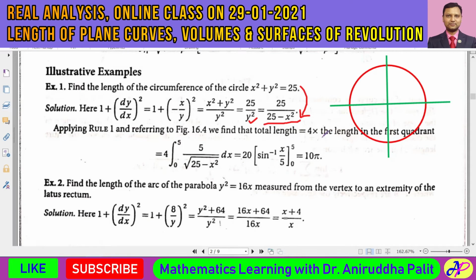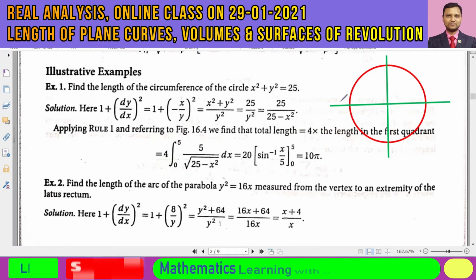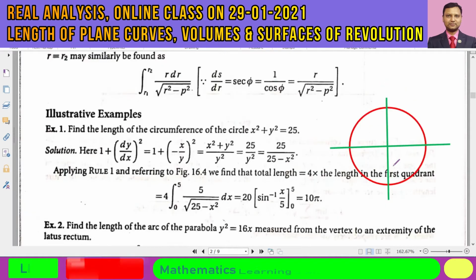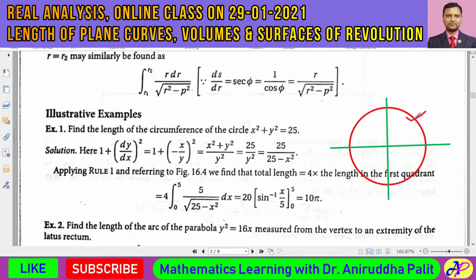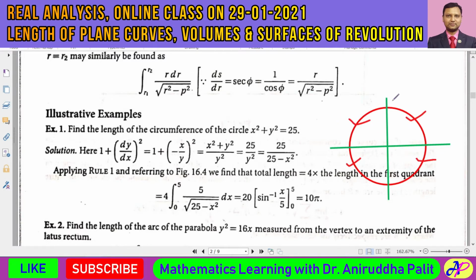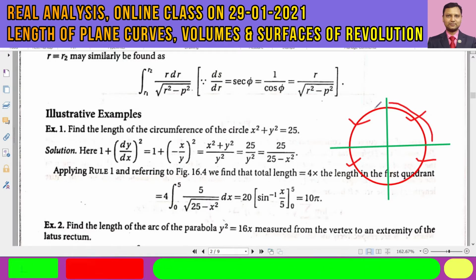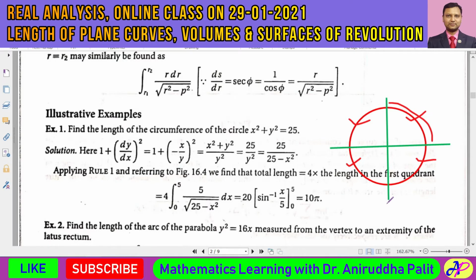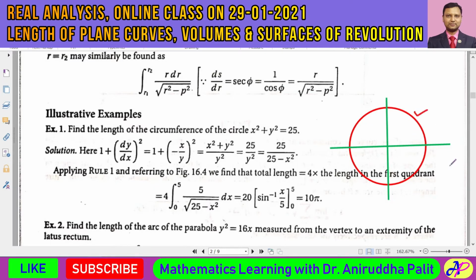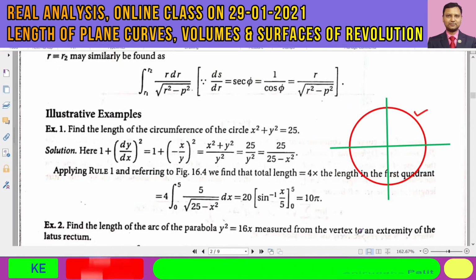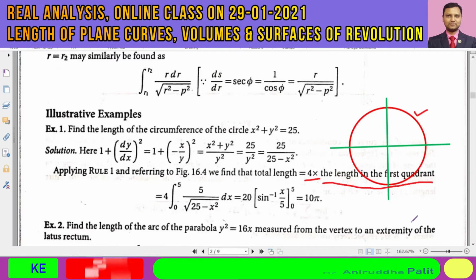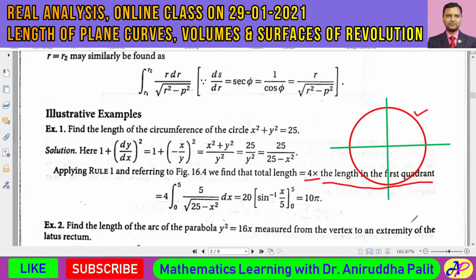Now, how to find out the length of this curve? We need the lower limit and upper limit of x. It is clear that the length in the first quadrant, the second quadrant, the third quadrant, and the fourth quadrant, that is, the length of the circumference of this circle in all these four quadrants, are equal. So we better find out the length of the circumference within this first quadrant and multiply it by 4. That's why they have mentioned 4 multiplied by the length of the curve in the first quadrant.